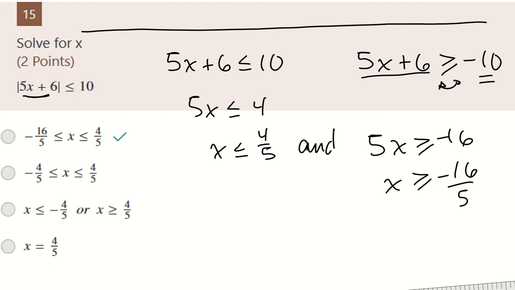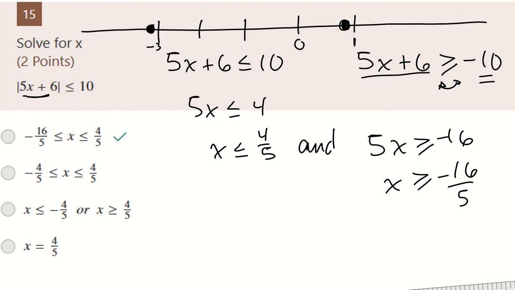And drawing that on the number line, let's say that here's 0, and way over here, 4/5 is very close to the number 1. Here's the number 1, and here's 4/5, so I'll put a solid dot at the 4/5. And on the other one, it says it has to be more than -16/5. Well, that goes in 3 times and 1/5, right? So it's -1, -2, that's -3, and then a little bit more, so it's right here.